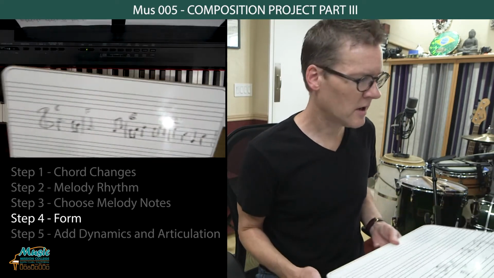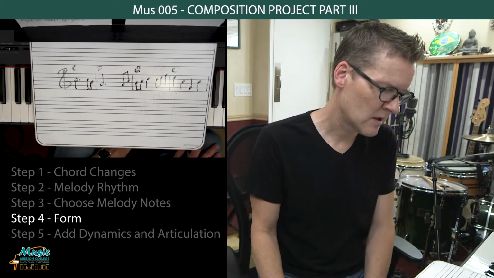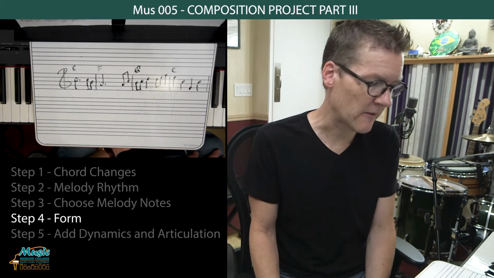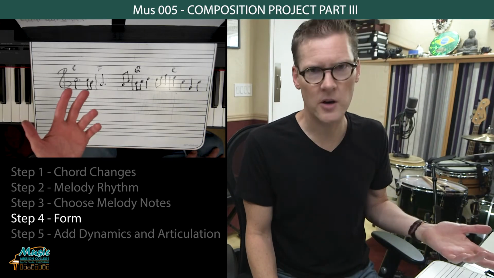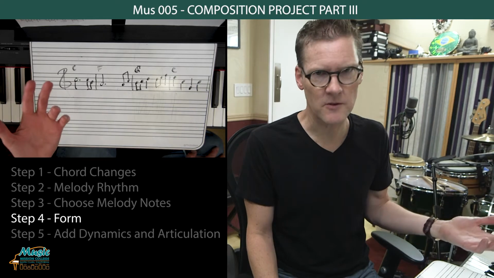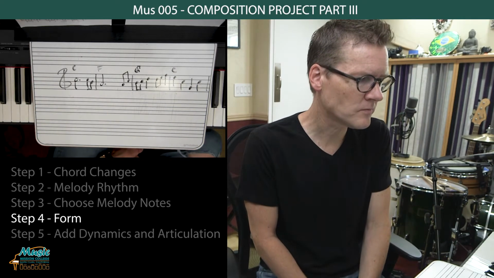Okay, so not mind-altering art, but it absolutely works and it fits with the chords. So the next part of this is to sort of build form and articulation into your composition.